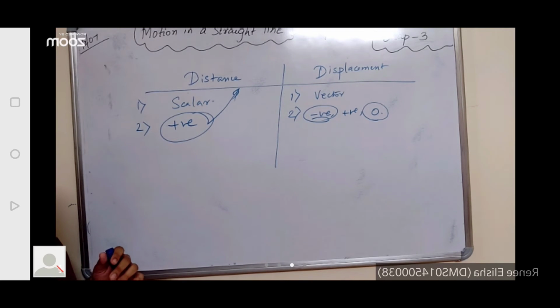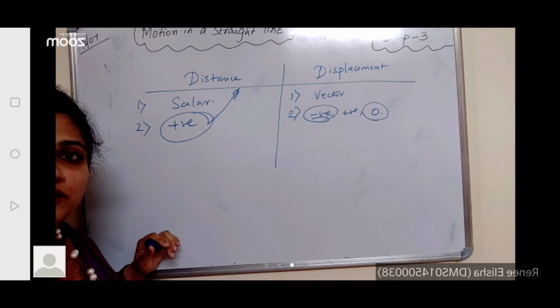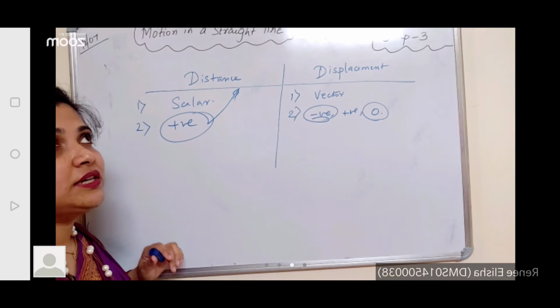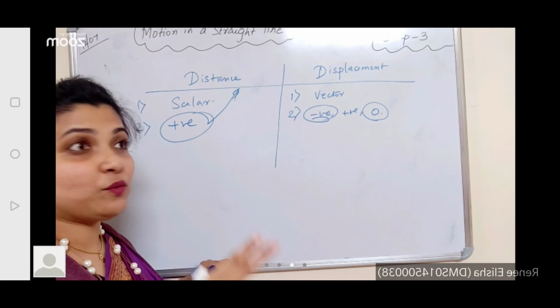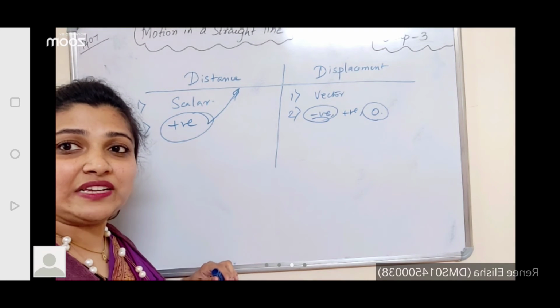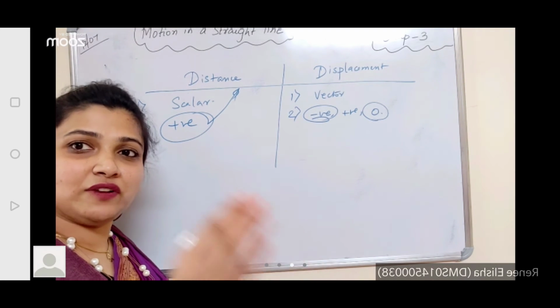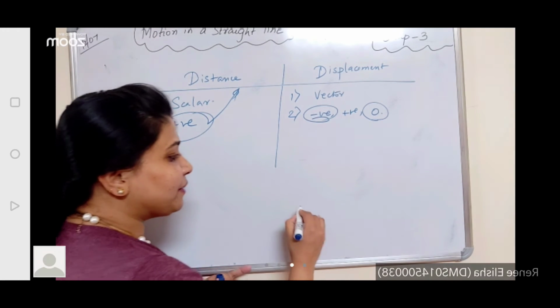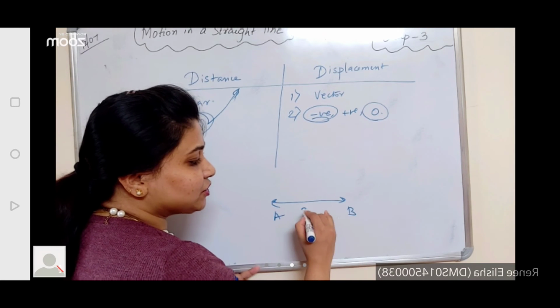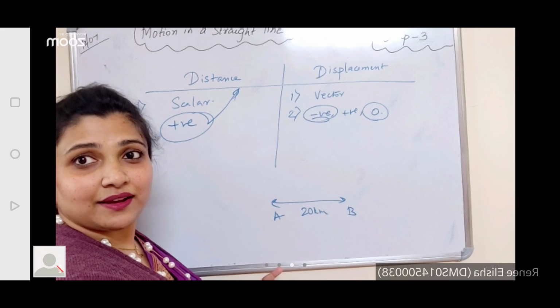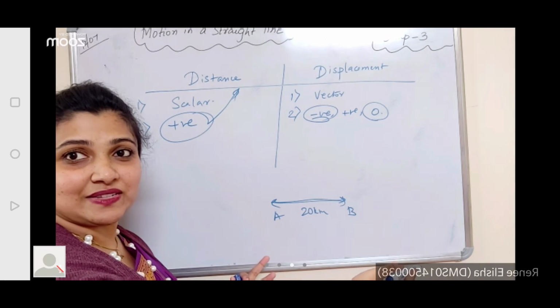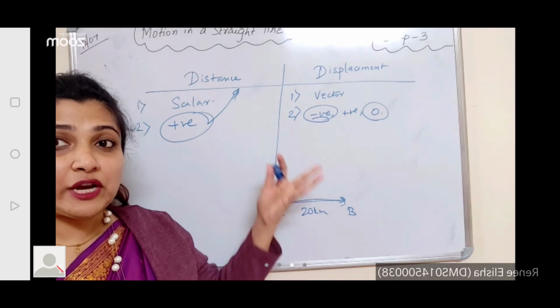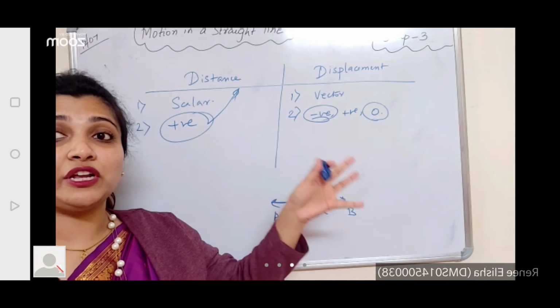Is there any other difference? Ma'am, there's a relation between distance and displacement: distance is always greater than or equal to displacement. Very good. That is one of the differences. Displacement is always lesser than or equal to distance. So if I'm going in just one direction, that is A to B, here distance is 20 kilometers and displacement is also 20 kilometers, because there is no complete full path covered. So distance can be more than or equal to displacement, but displacement should be less than or equal to distance.